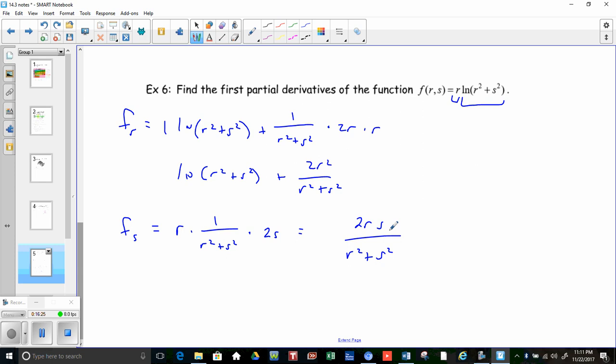Alright, hopefully not too bad. Again, I do believe that once you get used to this, the derivative portion is pretty easy to do.